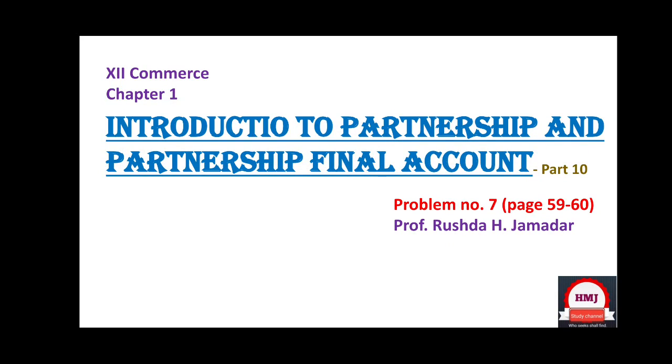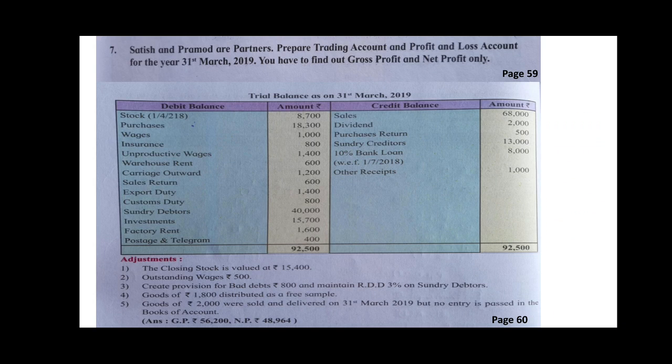Today we'll see 12th accounts. Problem number 7, chapter 1, Introduction to Partnership and Partnership Final Account. Here is a problem given on page number 59-60. Problem number 7: Satish and Pramod are the partners. Prepare trading and profit and loss account for the year ended 31st March 2019. You only have to find the net profit and gross profit. It means you need not prepare the balance sheet here. Here is the question given.